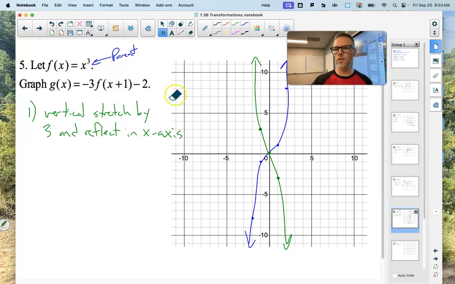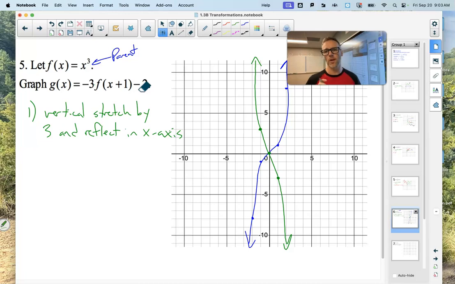Now let's get to the addition and subtraction. Again, the order that we add or subtract isn't important. The x is plus 1, the y are minus 2. The x is plus 1 is going to move this left 1. The minus 2 on the outside is going to move the y's down 2. Remember, x's work in reverse, so we're subtracting 1 from the x, so that moves it left 1. Y's work as is, down 2.